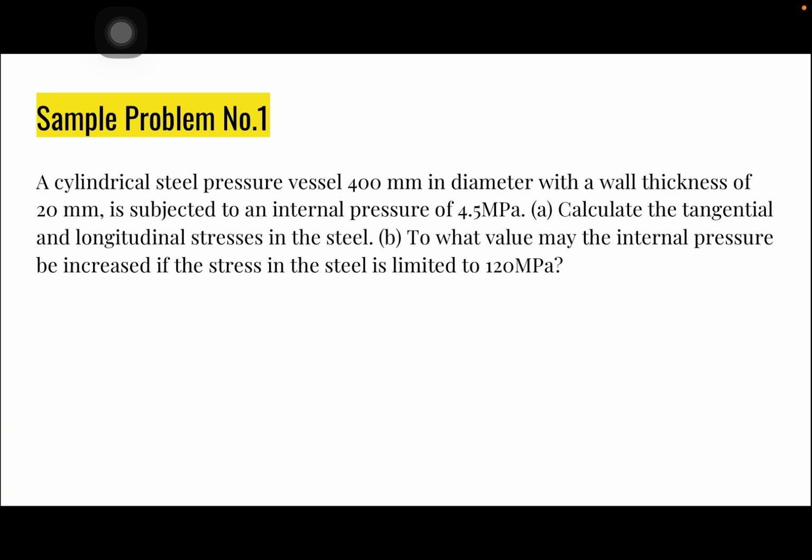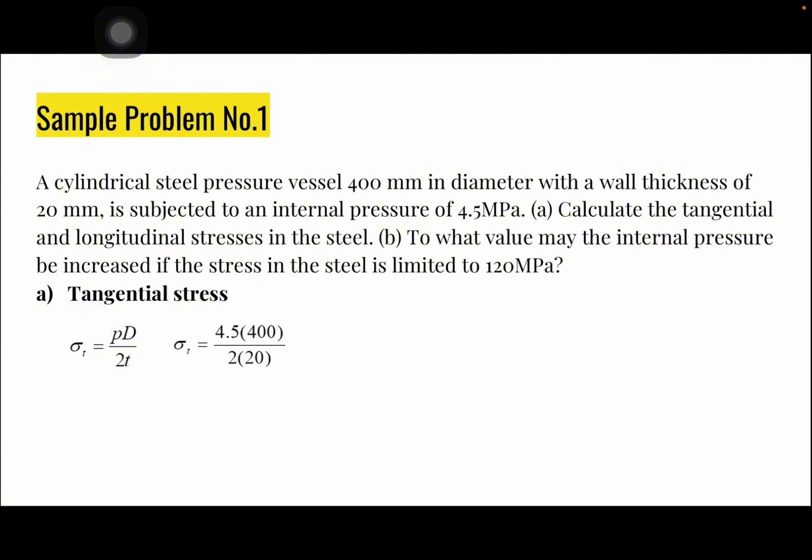So let's solve a problem. A cylindrical steel pressure vessel 400 mm in diameter with a wall thickness of 20 mm is subjected to an internal pressure of 4.5 MPa. Calculate the tangential and longitudinal stresses in the steel. For part B, to what value may the internal pressure be increased if the stress in the steel is limited to 120 MPa?